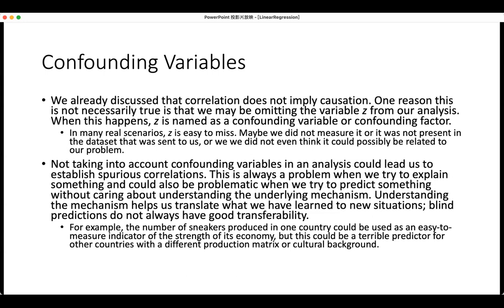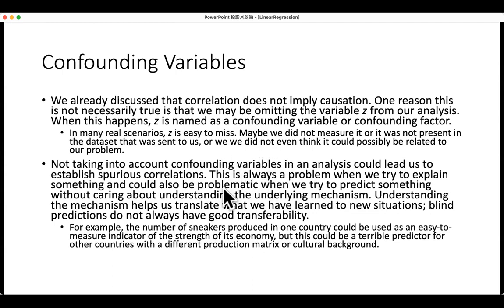So this is always a problem. We try to explain without caring about understanding the underlying mechanism. Understanding the mechanism helps us translate what we really learn to a new situation. So this is more important. We want to use correlation to eventually be able to understand the underlying mechanism. But blind predictions do not always have good transferability. So the confounding variable is very important.